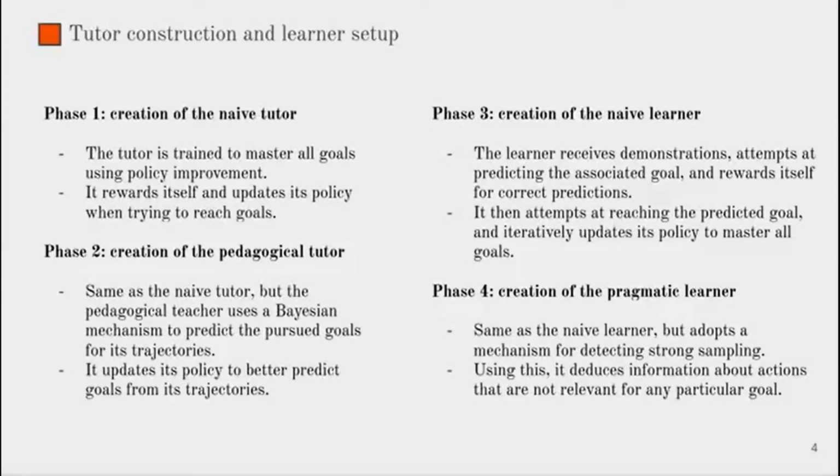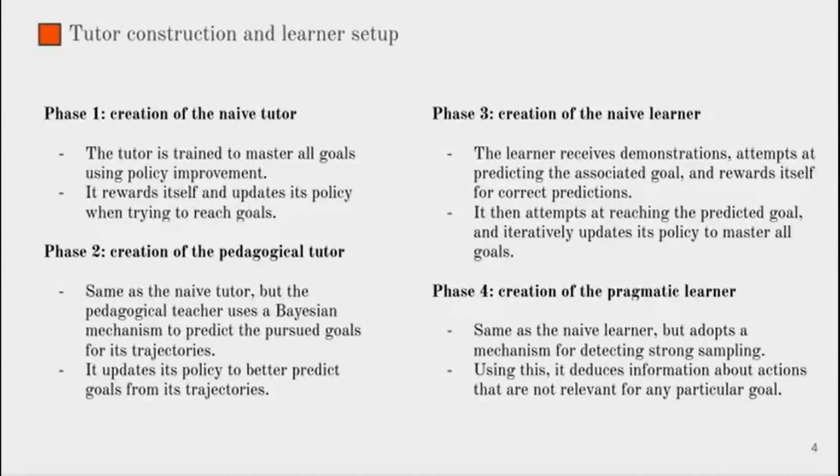The naive tutor is trained to master all goals using policy improvement, and it rewards itself and updates its policy when it reaches goals. The pedagogical tutor is the same as the naive tutor, but introduces a Bayesian mechanism to predict the pursued goals for its trajectories.